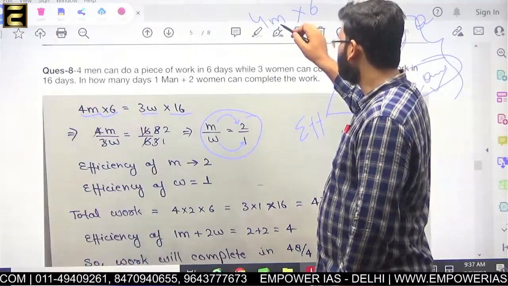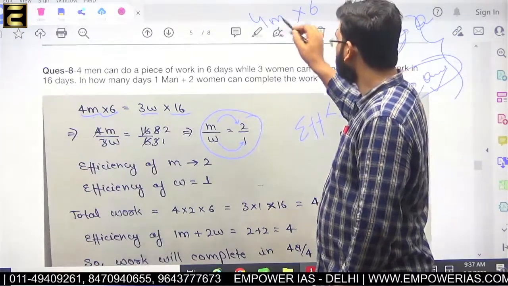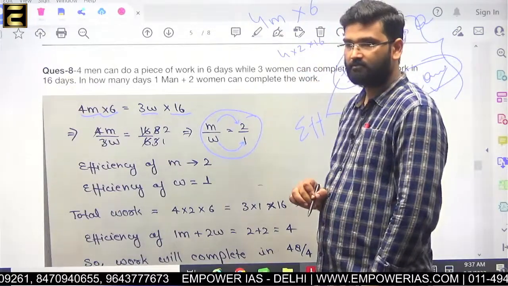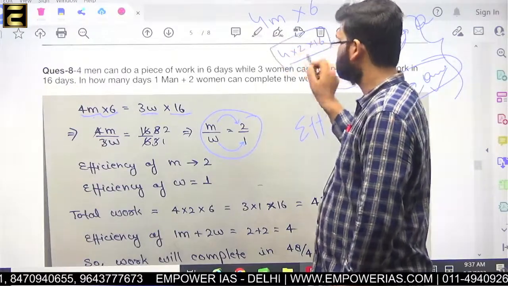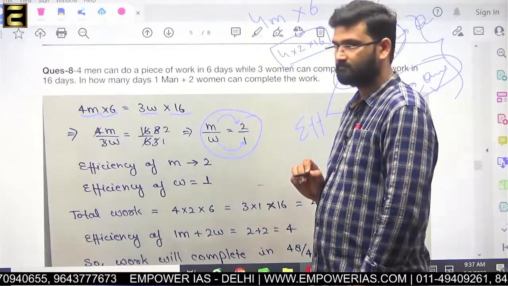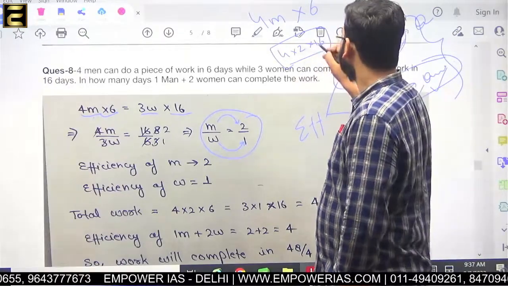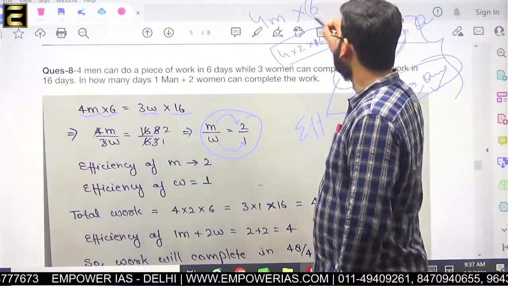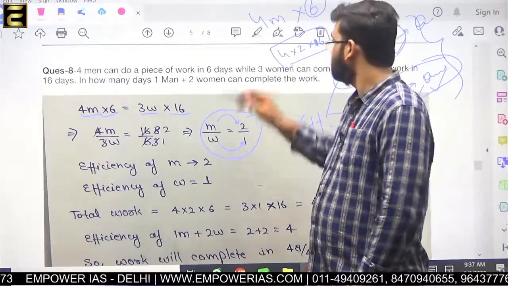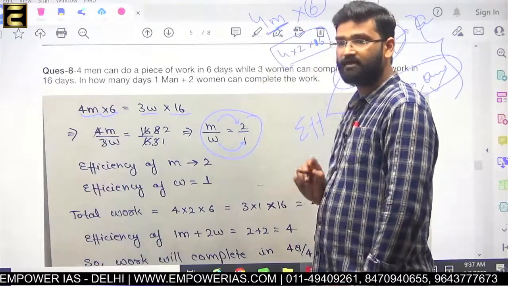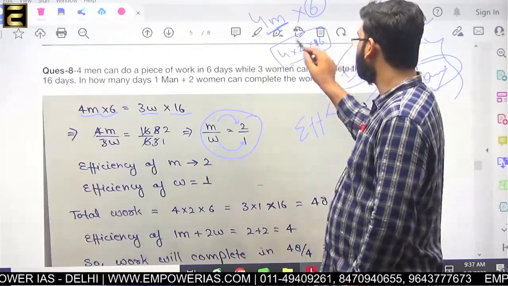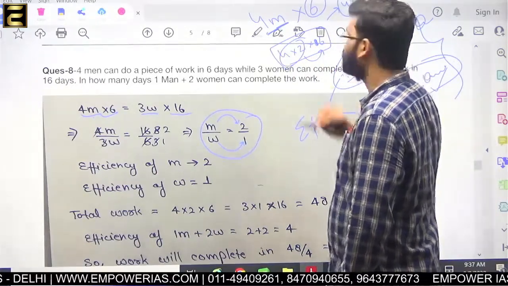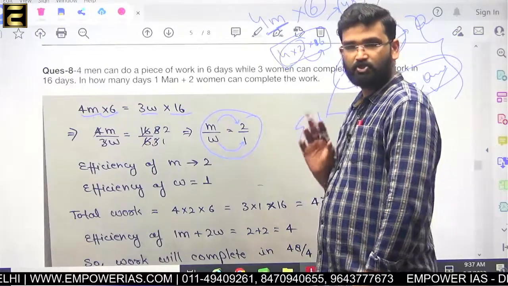So the efficiency of man is 2. So 4 into 2 into 6. This is the total unit of work. Why? Because this is the total number of days and here are the 4 men. The efficiency of 1 man is 2, so the efficiency of 4 men will be 8. So 8 sixes are 48. It means that 48 is the total unit of the work which they are doing.